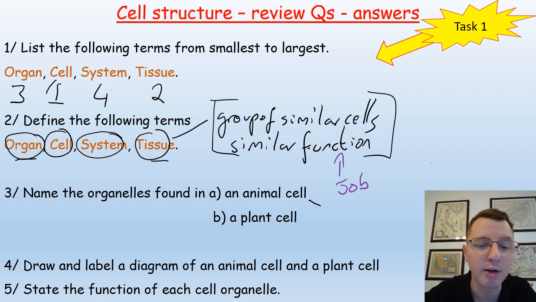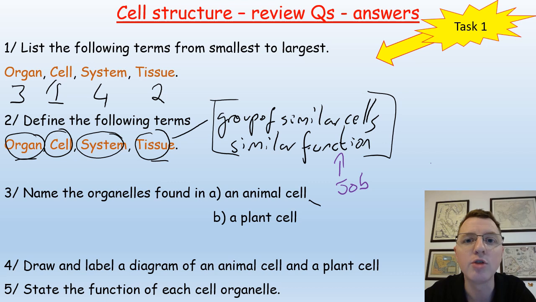Draw and label a diagram of a plant cell and an animal cell. Please go back and look at the slides previously and make certain you've added the mitochondria and ribosomes. And state the function of each organelle. So the function of the nucleus is it contains DNA, and the DNA codes for proteins, and the nucleus controls the function of the cell.